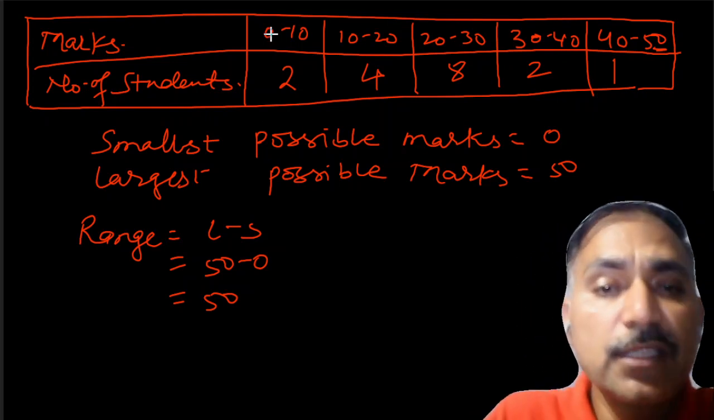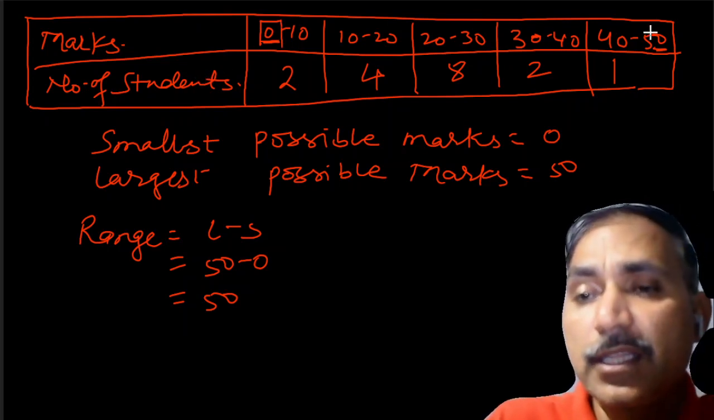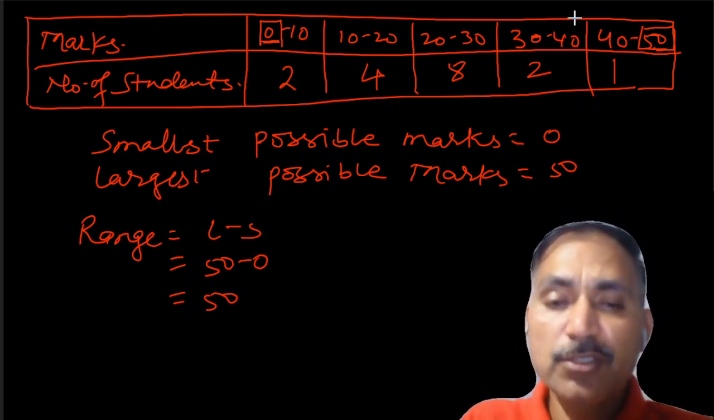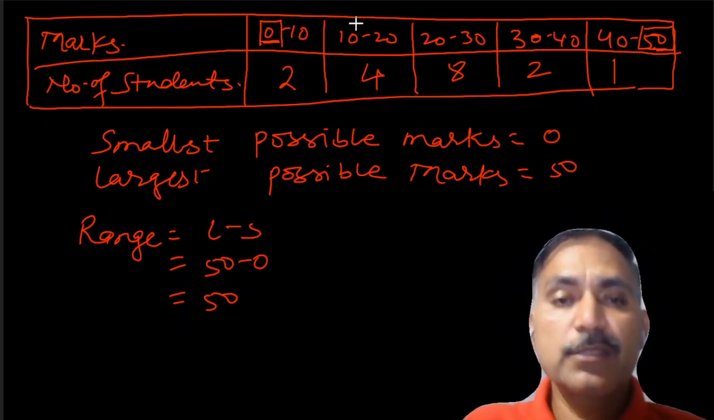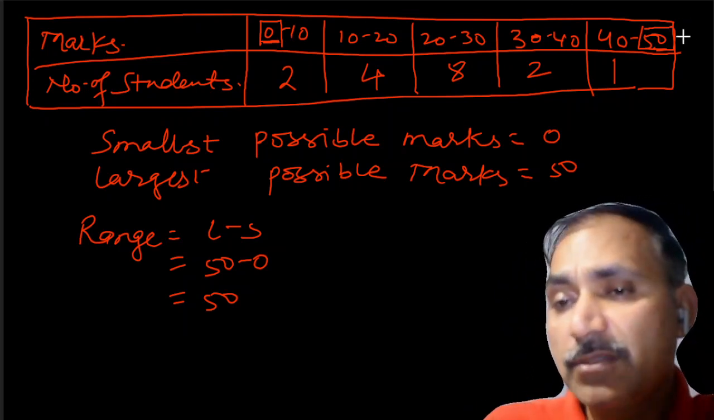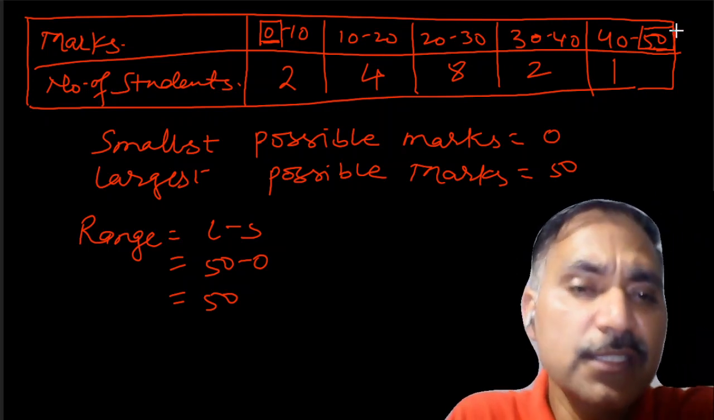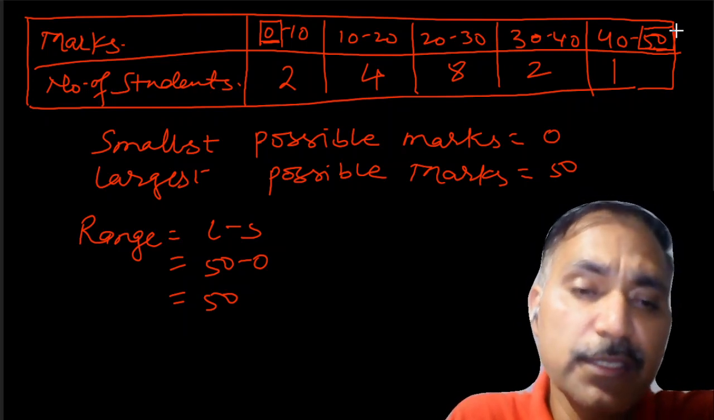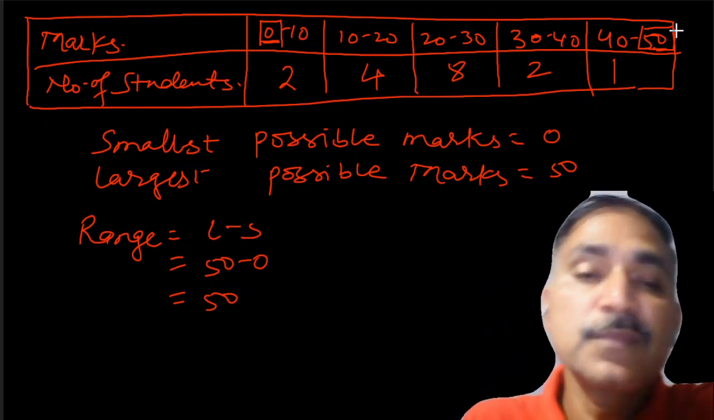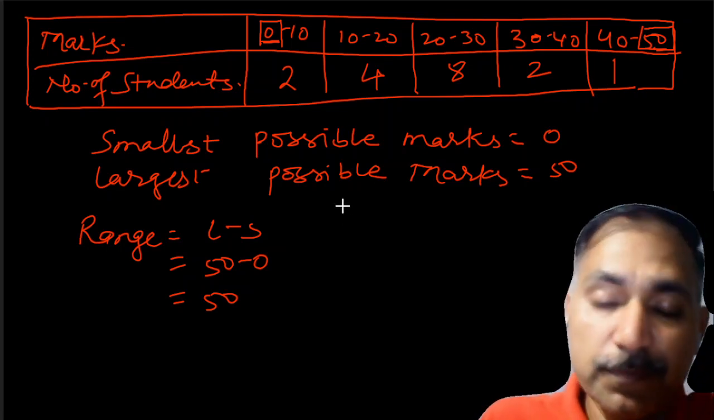In the group data, the lower limit of the first class interval and the upper limit of the last class interval is assumed to be the smallest and largest respectively. The first one is going to be smallest and the last value is going to be the largest value. Now, the range here is 50. It means the smallest is 0, maximum is 50. So the difference is going to be the range.